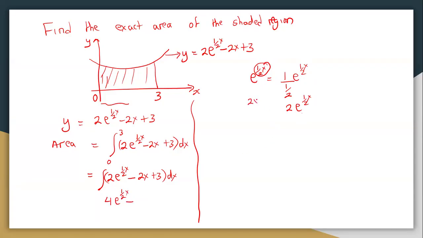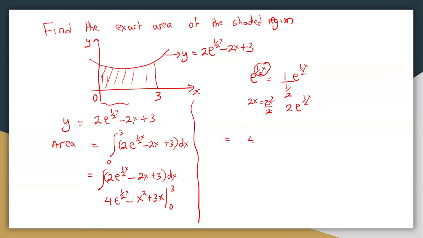When I integrate 2x, it is the same as 2x squared out of 2. The 2 will cancel, so I remain with x squared, then plus 3x. Then our limits are going to range from 0 to 3. So we can first put in our upper limit.